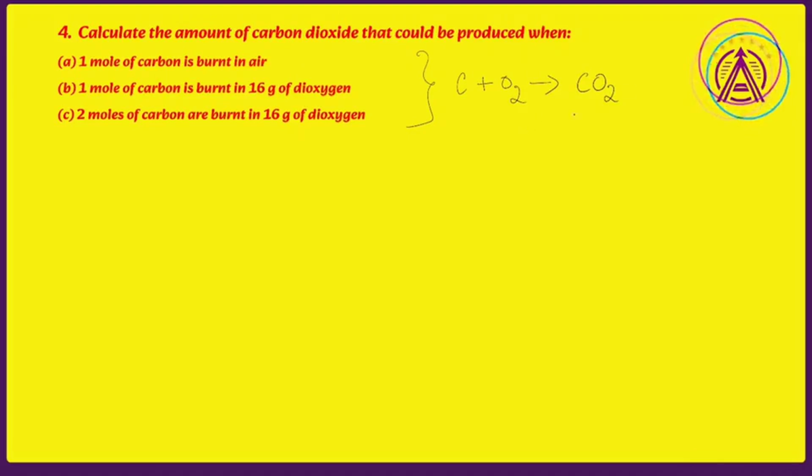The first step here is, you see if your equation is balanced. So on either side you have 1 carbon and 2 oxygen. So here my equation is balanced. I don't have to worry about the equation.